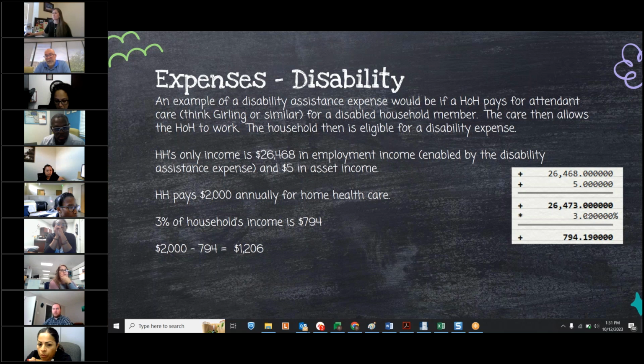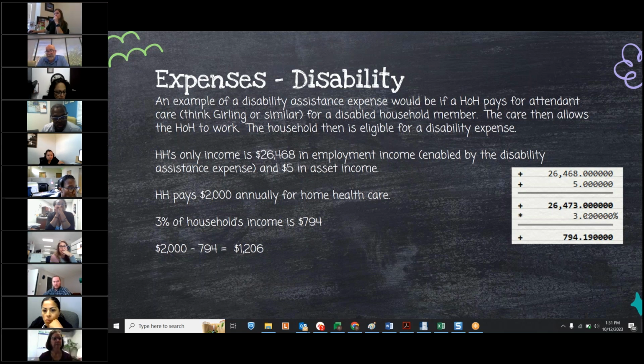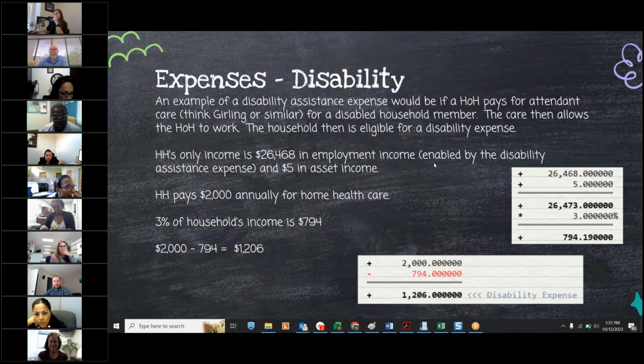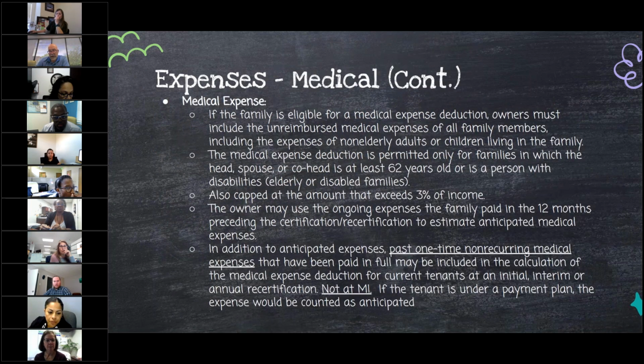If the household's paying $2,000, then 3% of that income is $794. So the amount that exceeds 3% of the income is $1,206. So that would be my deduction amount. So just like $480 for a dependent or $400 for an elderly family, my disability expense deduction would be $1,206. Again, this one actually is pretty rare. We see childcare and medical much more often.